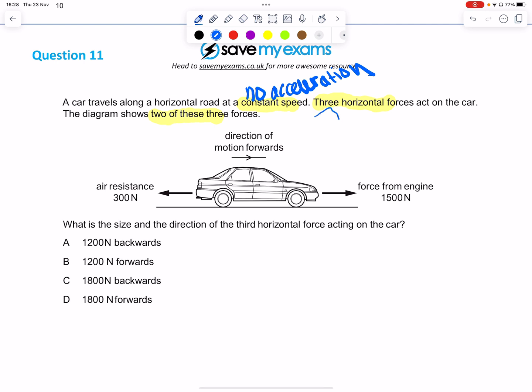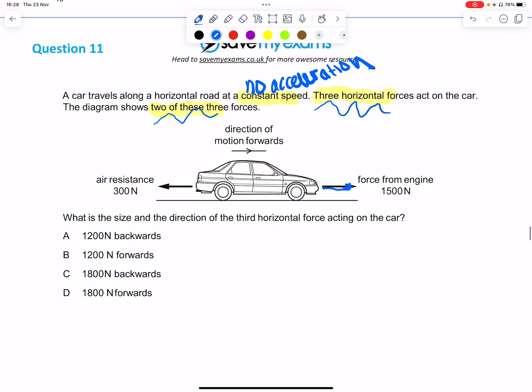So we know that there's three horizontal forces acting on the car, and our diagram shows two of these three forces. Now, there's a force that acts forwards on the car, and that represents the force from the engine, and there's a force that acts backwards on the car, and that represents the air resistance. But there is still a resultant force of 300 newtons that acts forwards. A force of 1200 newtons that acts forward on the car. But we're also told that there is a third horizontal force that acts on the car, but it's not shown in this question. So what could that be?